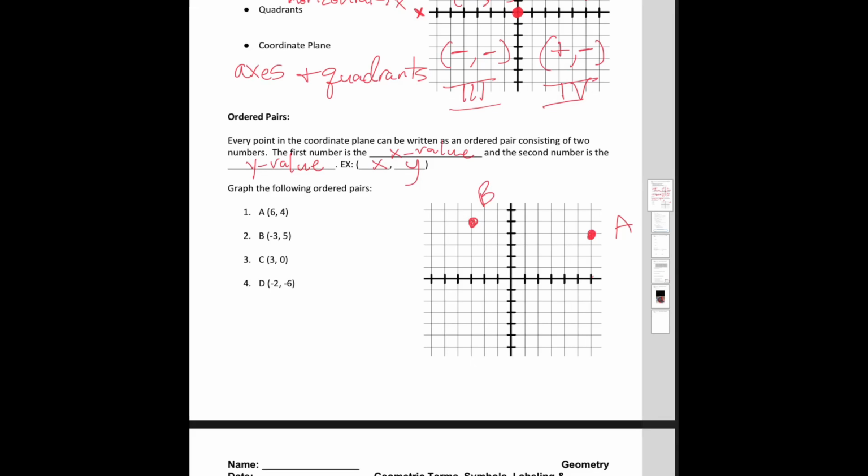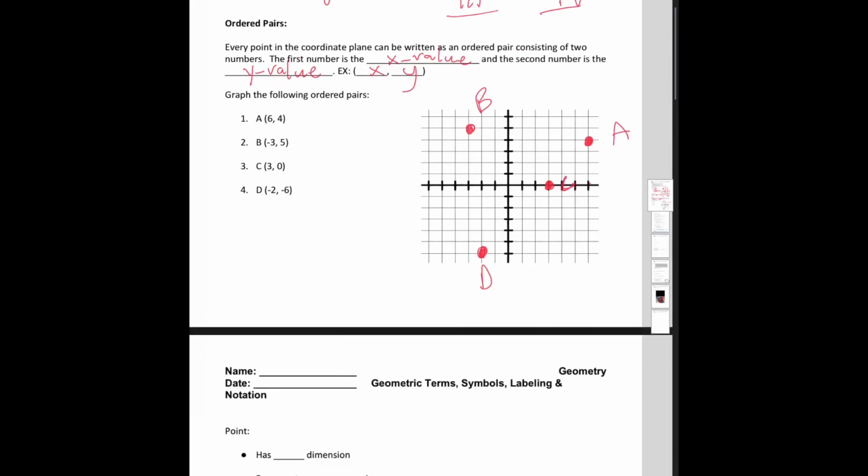I'll finish this off. We then have our (3, 0) here, which is point C. And then we have our point D, which is our double negatives, or our negative x and our negative y, in the third quadrant, which is (-2, -6). So there is our point D. At any point, if you are having trouble, always just pause the video, rewind, and you can always listen to it over again or ask any questions through the classroom page.